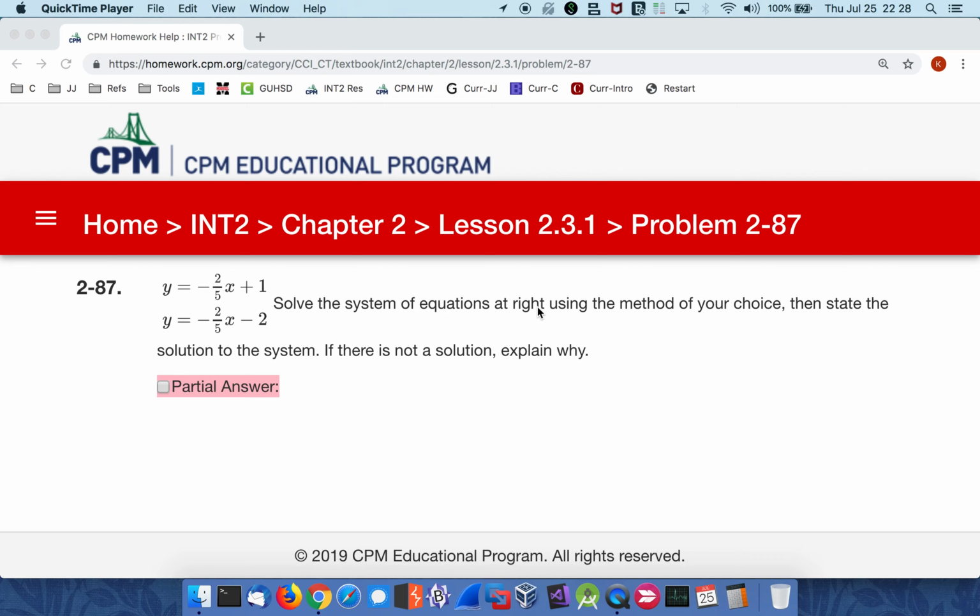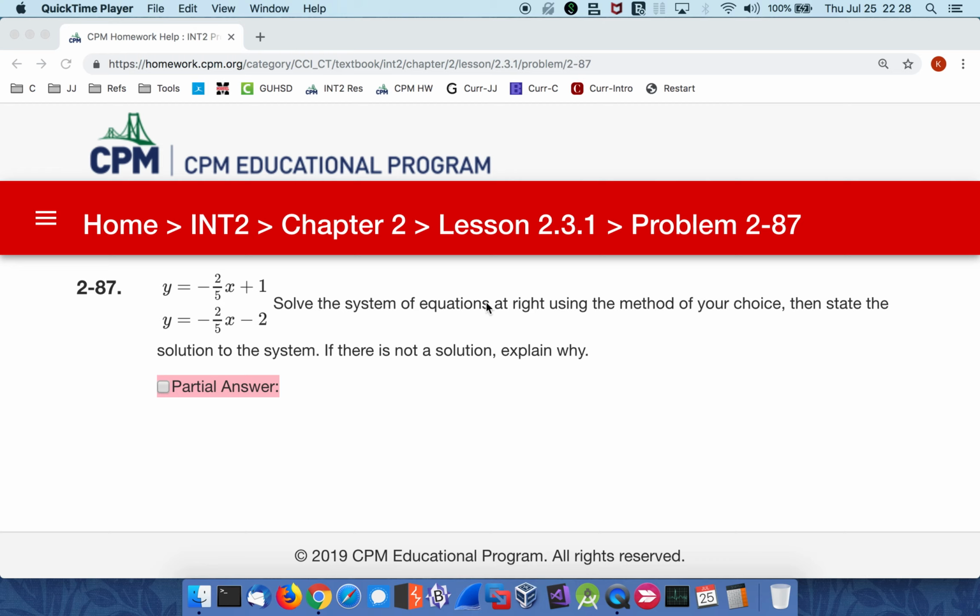Okay, here we are at 2 tach 87. Alright, so they've got y equals negative 2/5 x plus 1, and y equals negative 2/5 x minus 2. Okay, that's kind of weird.